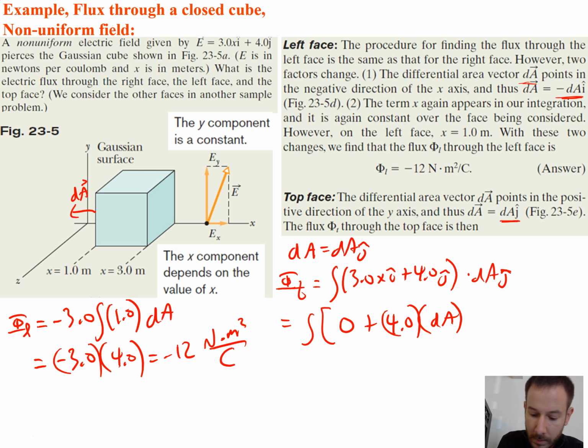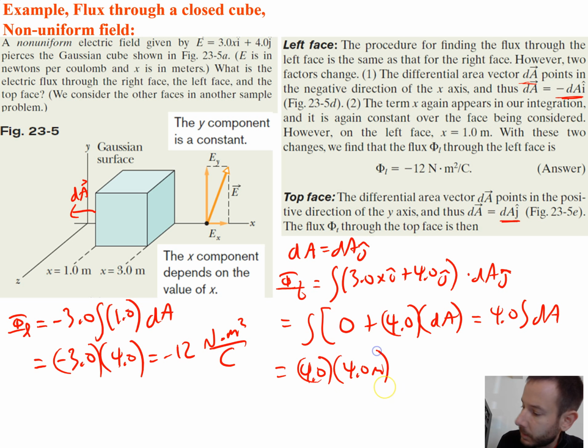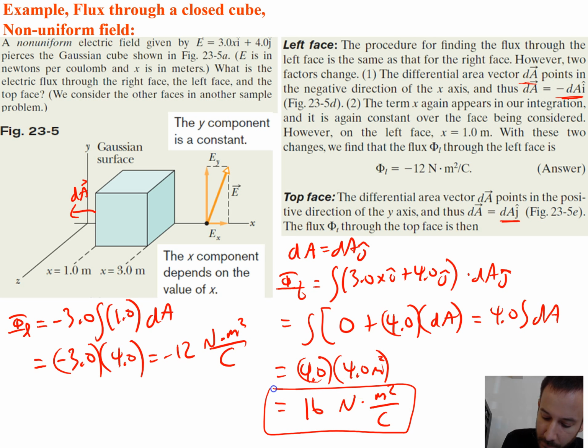Okay? All right, so this is simply equal to 4.0 times the integral of dA. The integral of dA is A. So we just get 4.0 times our area, which again is 4.0 meters squared. That's going to be 16 newton meters squared over coulombs. So the flux going through the top face is 16 newton meters squared over coulombs.